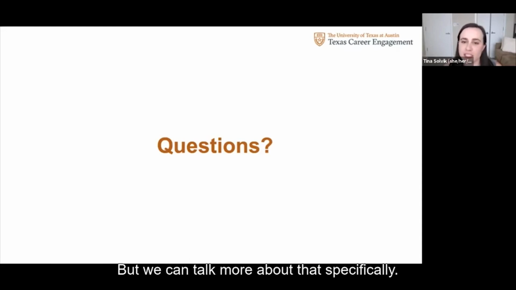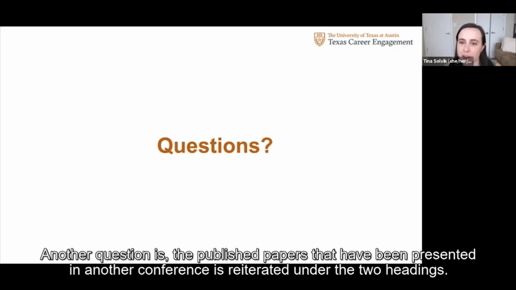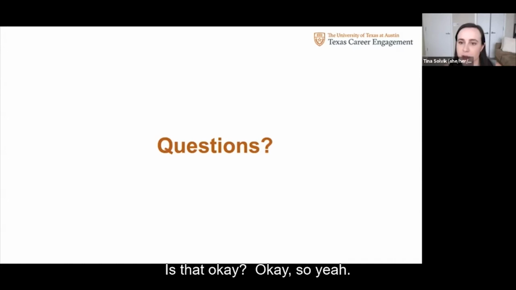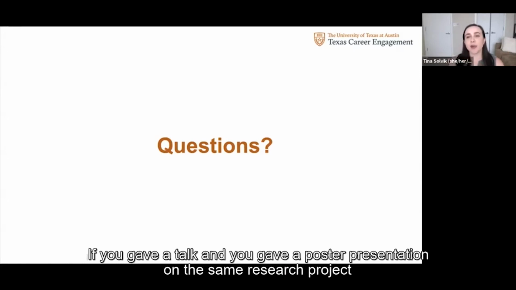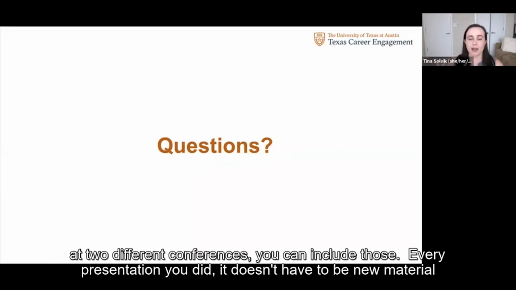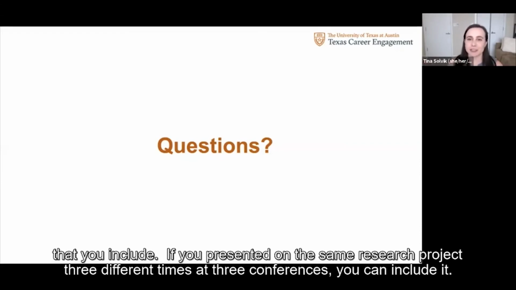Another question is the published papers that have been presented in another conference is reiterated under the 2 headings. Is that okay? Yes, if you gave a talk and you gave a poster presentation on the same research project at 2 different conferences, you can include those. Every presentation you did, it doesn't have to be new material that you include. If you presented on the same research project 3 different times at 3 different conferences, you can include it.